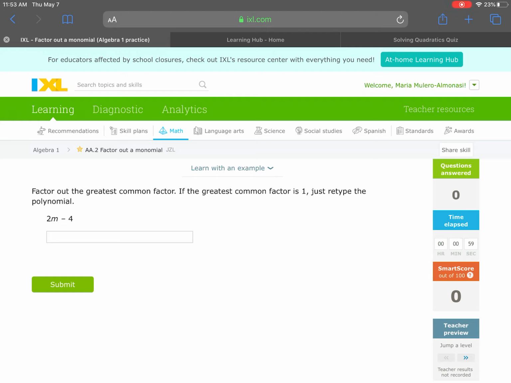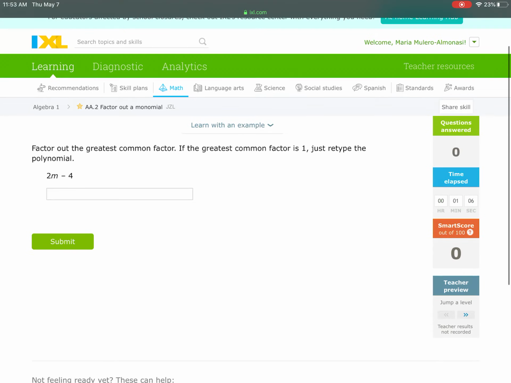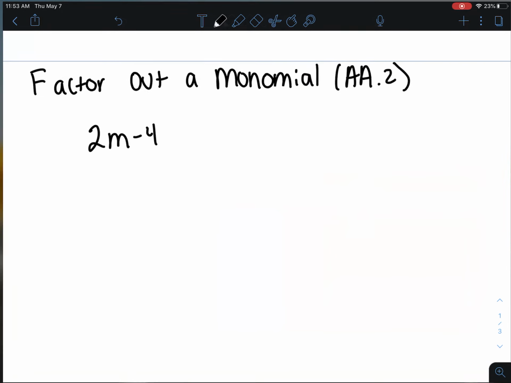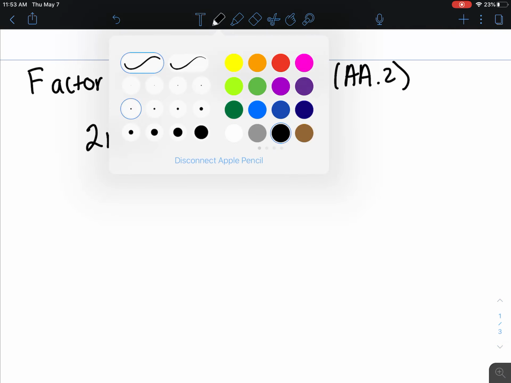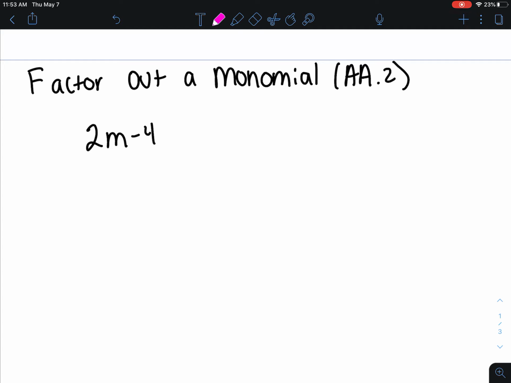So this video is for AA.2, factor out a monomial. I'm going to do at least 2 examples on this one because you may get these 2 different types. So my first one is 2m minus 4.